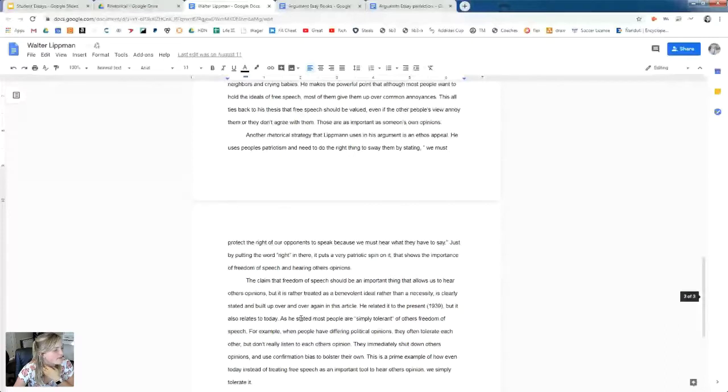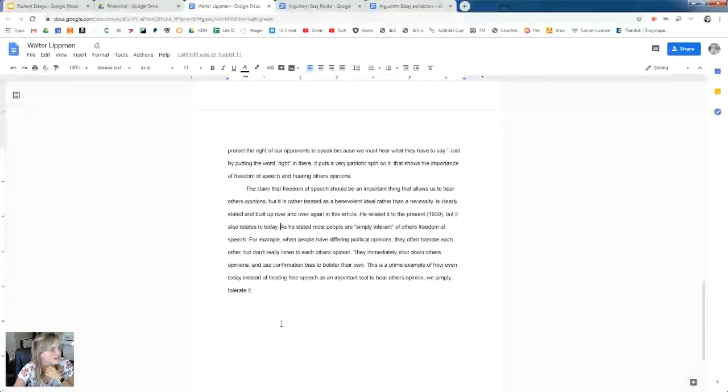They claim that freedom of speech should be an important thing that allows us to hear others' opinions, but is rather treated as a benevolent ideal rather than a necessity, is clearly stated and built up over and over again in this article. He related it to the present, 1939, but it also relates to today.